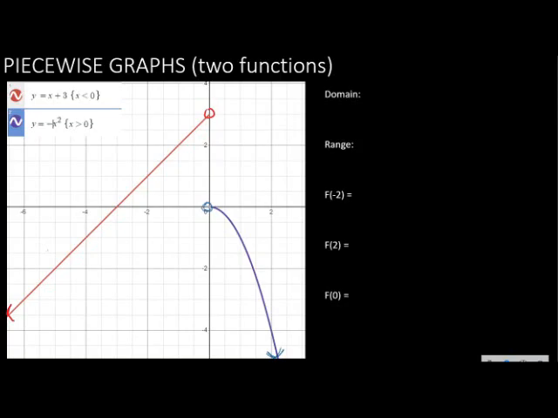Here we'll determine the domain and range of piecewise graphs. Now this is a piecewise graph because we have a red function and a blue function, which are separate pieces. I've entered their graphs here.